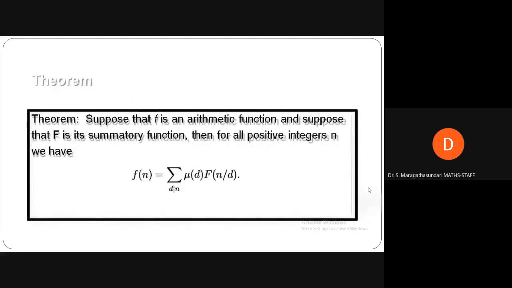And next one: suppose that f is an arithmetic function and capital F is its summatory function. Then for all positive integers n, we have f of n equal to the summation over d dividing n of mu of d into F of n by d. This thing we are asked to prove here.